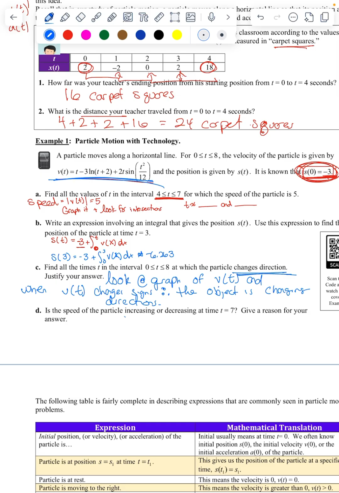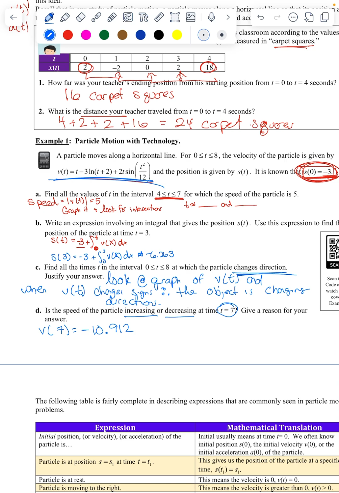Is the speed of the particle increasing or decreasing at t equals 7? So how do we know that? Okay, how can we tell if the speed is increasing or decreasing when t equals 7? Well, we know that speed is the velocity basically, but of course to identify speed, we take the absolute value. But for this problem, you're going to figure out what is v of 7. What is happening at v of 7? What is the velocity? So it's -10.912.